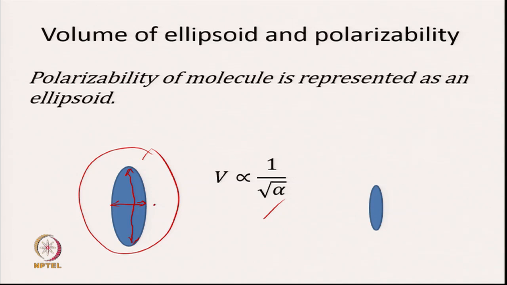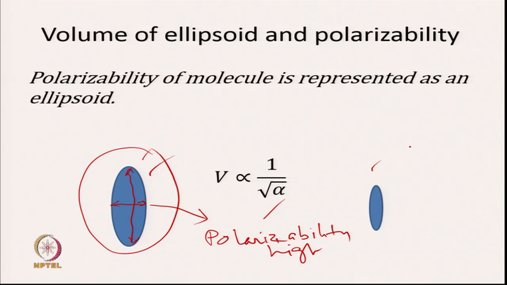So, what does that mean is, in this direction your polarizability is high or more, whereas in this direction, vertical direction, your polarizability is less, since volume is proportional to 1 by root alpha, where alpha is polarizability. So, if volume is less, it means polarizability is high. And now, you compare between these two, volume of ellipsoid, and you can tell that in this your polarizability is high.